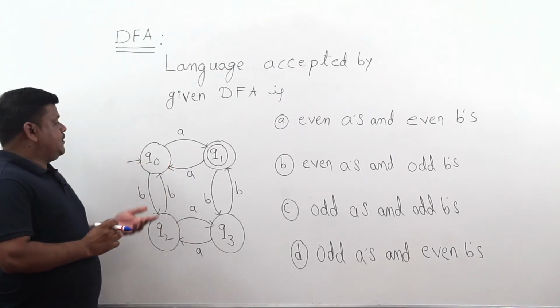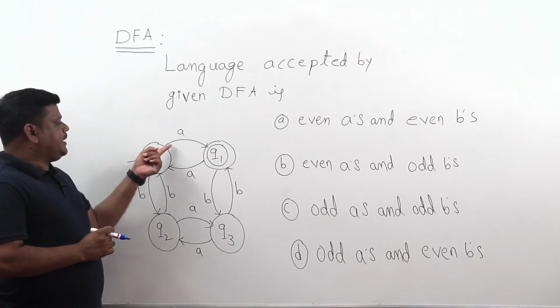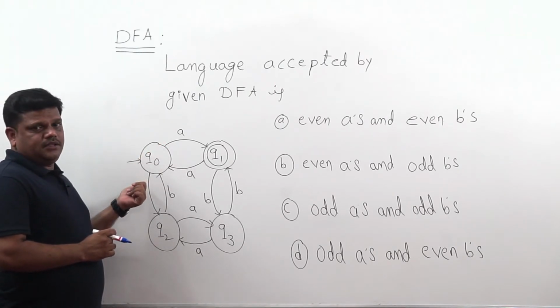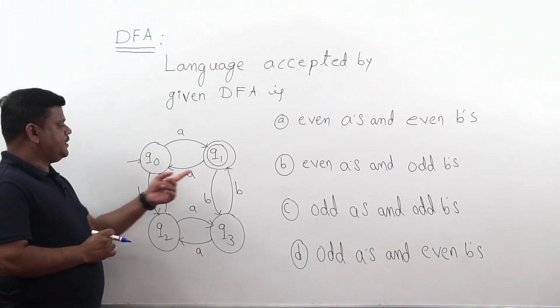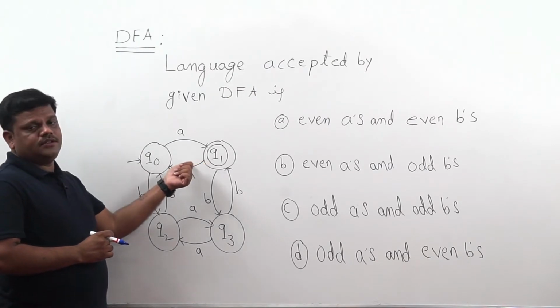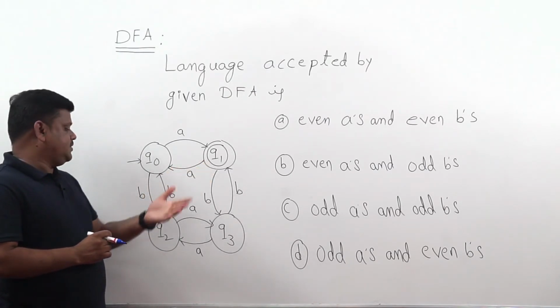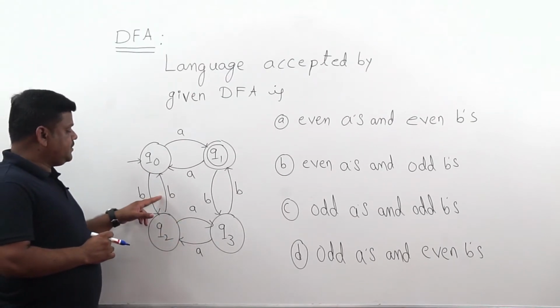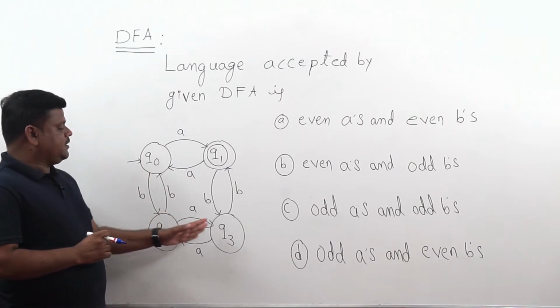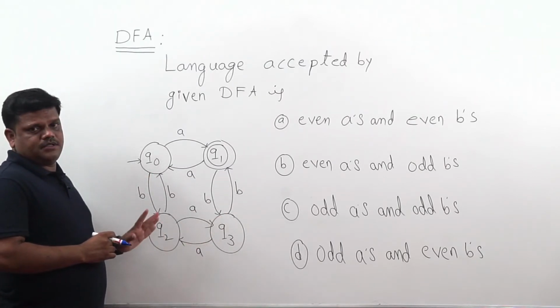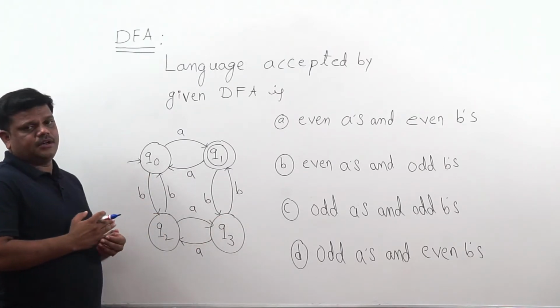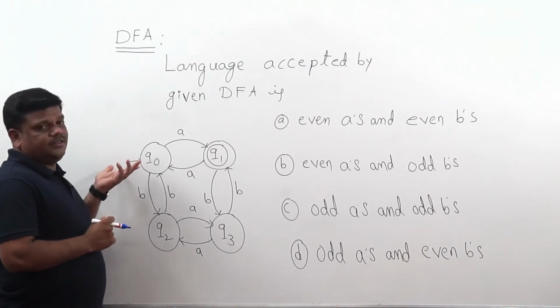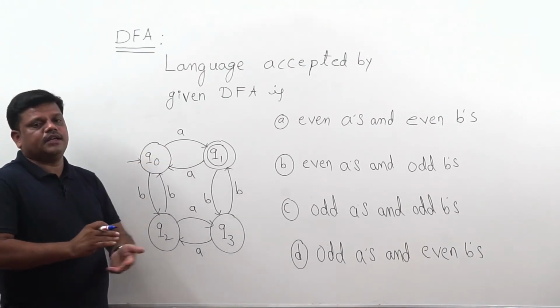And from Q0 state, A transition exists, B transition exists, this state is deterministic. Q1 state, A transition exists, B transition exists, this state is deterministic. Q2 state, A transition exists, B transition exists, this state is deterministic. Q3 state also deterministic. So this is clearly a deterministic automata. Here Q0 is the initial state and Q1 is the final state.